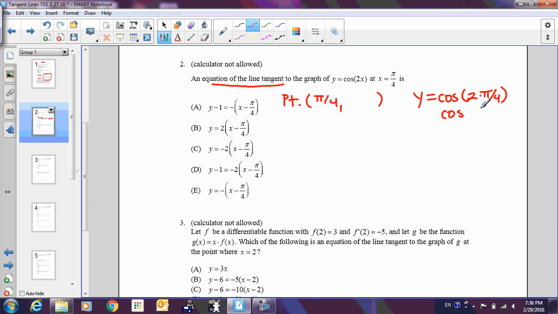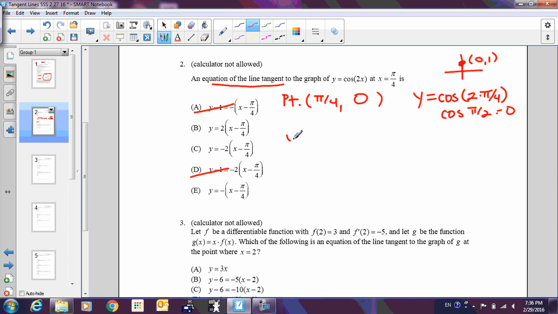This 2 times pi over 4, that is pi over 2. And if you think about this point right up here being 0, 1, the cosine of pi over 2 is going to be 0. So that's the y value of the point. So we can go ahead and knock off a few of these that we know it's not it.